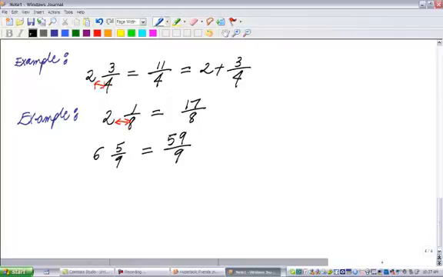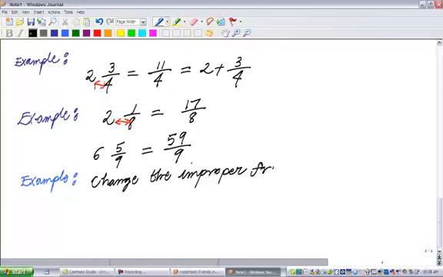Now coming back to his question, let's do another question. The question is, let's say, change the improper fraction 11 divided by 4 into a mixed number.